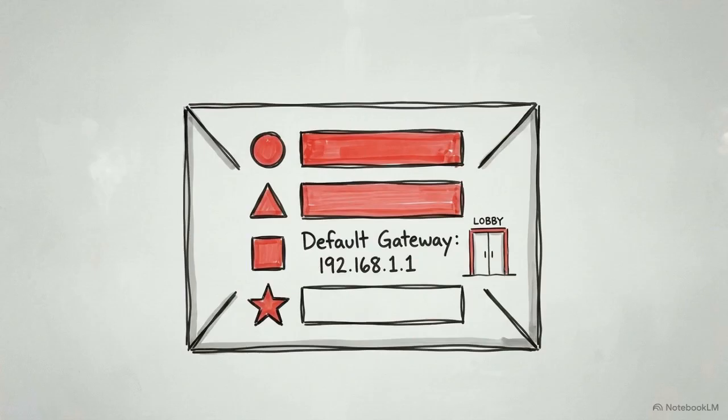The third piece of information is the default gateway. On a home network, this is usually your router's address. In our hotel, this acts as the main lobby exit. Whenever your device wants to leave the local network to visit the wider internet, it must exit through this gateway.